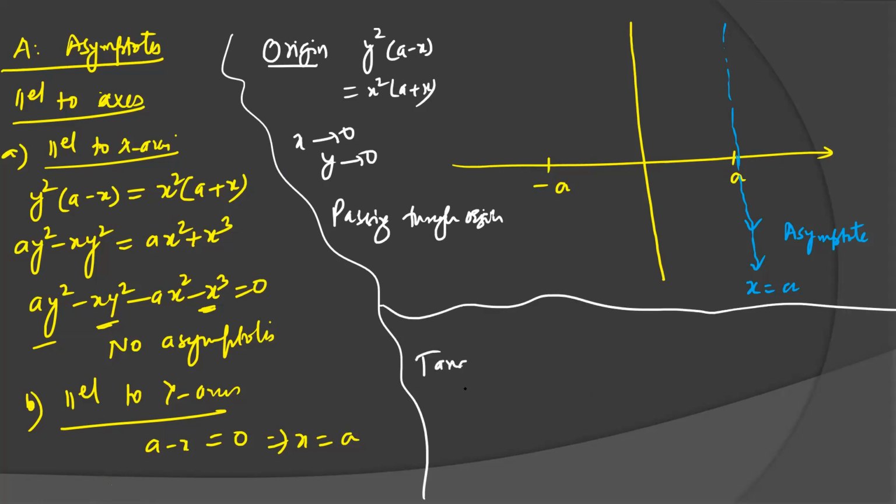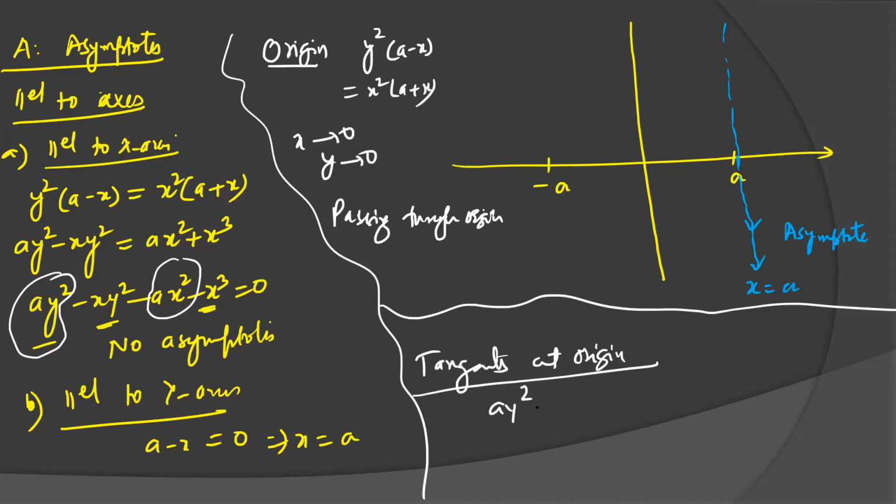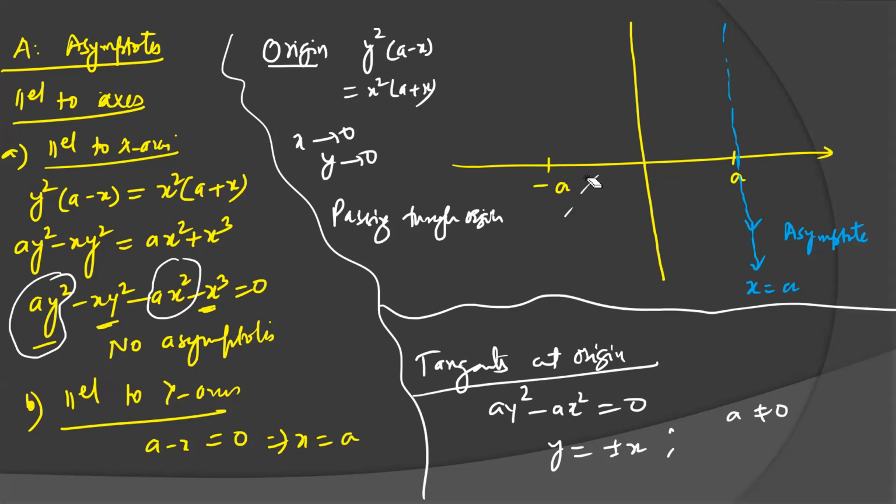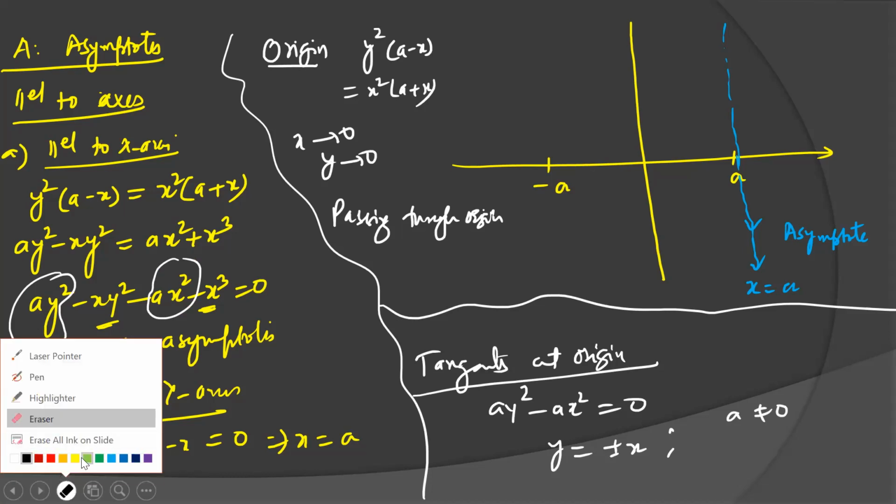Now tangents at origin. Because the curve is passing through the origin, we can find the tangent. Take the lowest degree term. The lowest degree term is of degree 2 here, and equate the entire term to 0. a y square minus a x square equal to 0. So y equal to plus minus x are the tangents. a is not equal to 0. So y equal to plus x and y equal to minus x are the two tangents here.